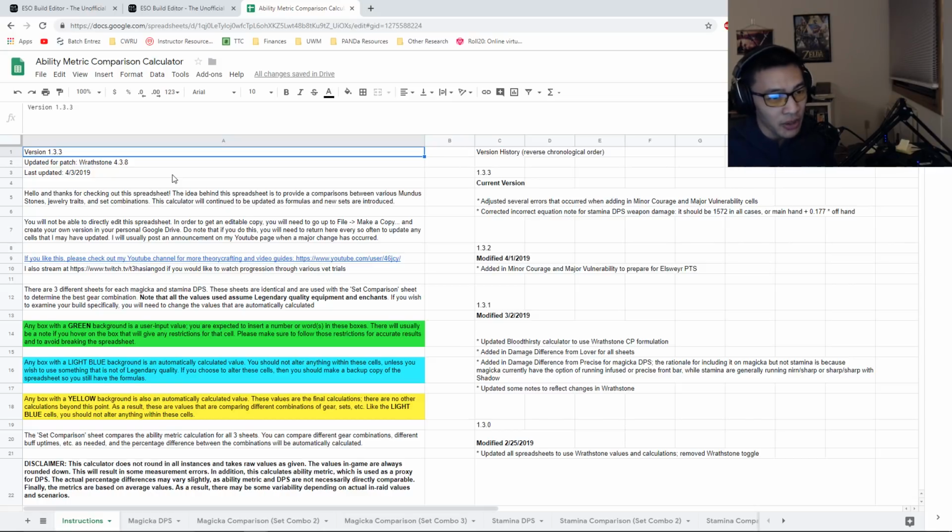Now, right now, the value that was given for Minor Courage was 129 weapon and spell damage, so just a little bit over half of what Major Courage currently gives, which is 258 weapon and spell damage. So I decided to go ahead and update our ability metric calculator, which you guys can see here, with the new buff. So I added in Minor Courage as well as Major Vulnerability.